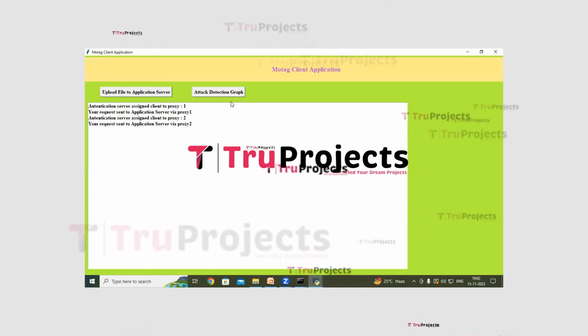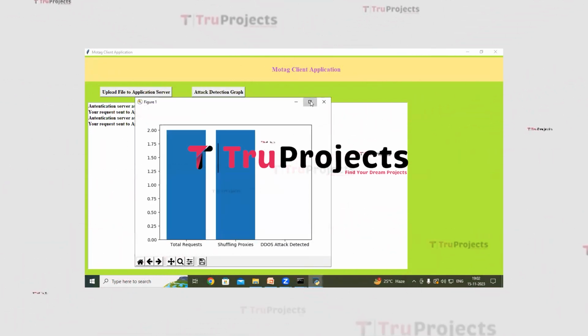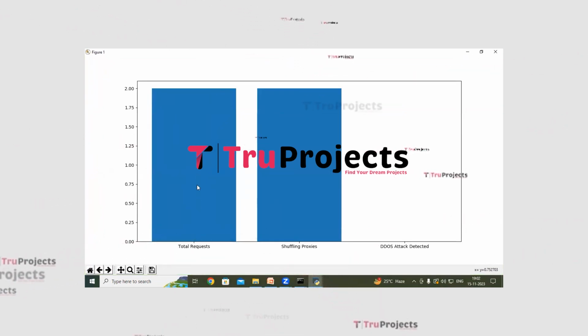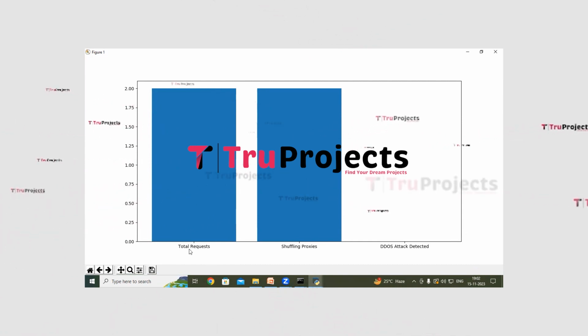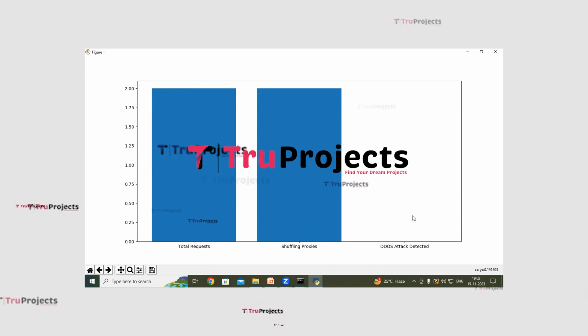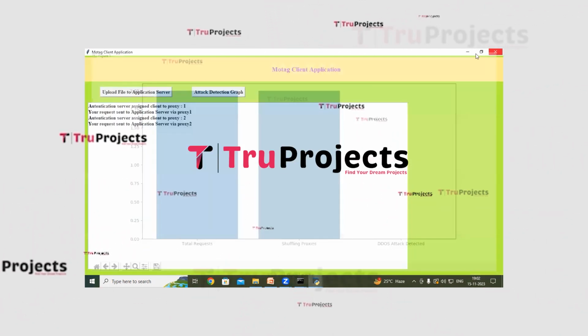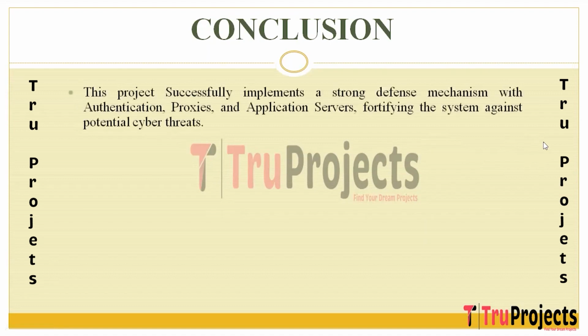Now click on the Attack Detection Graph button. So this graph displays the number of requests and detected attacks, showing the defense mechanism in action. So these are the total number of requests sent, and these are the shuffling proxies, and we can see there is no DDoS attack detected. Close this graph.